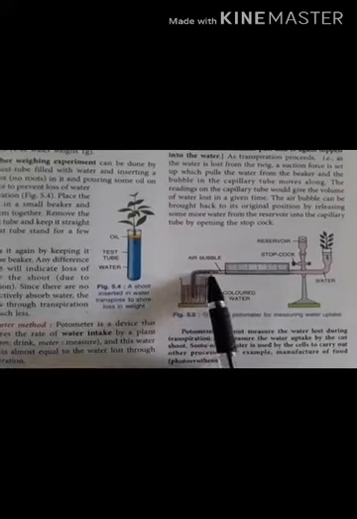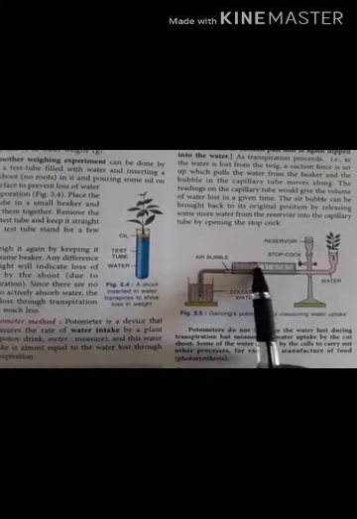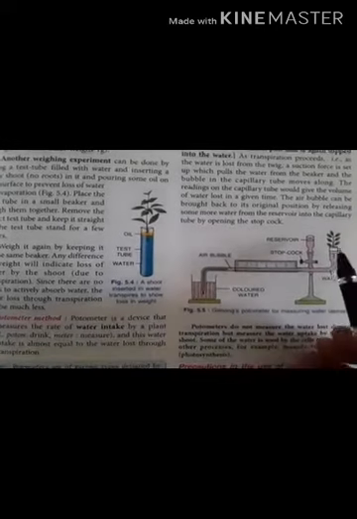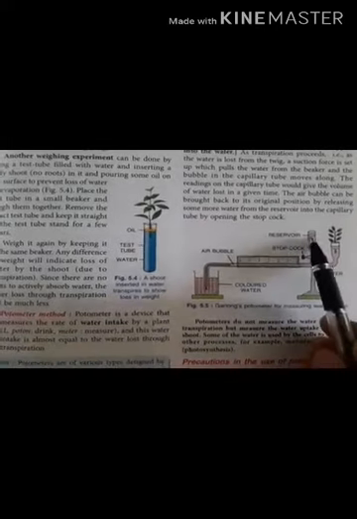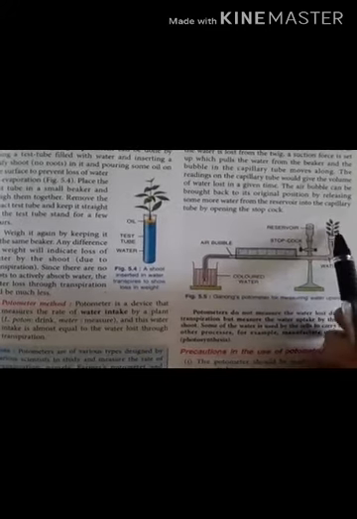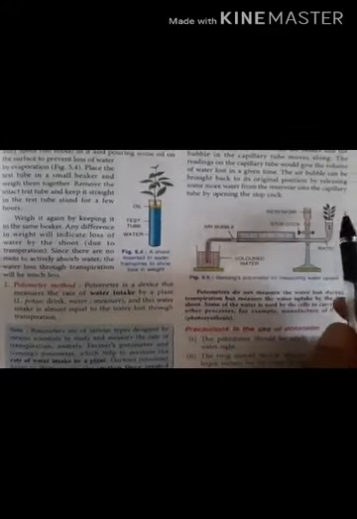We can say that this is a capillary tube. Here is the scale for measuring the volume of the liquid. Here we have a stopcock and a reservoir of water. This is also a tube-like thing, and a small plant is put over here. Now we are going to see how this particular experiment works.